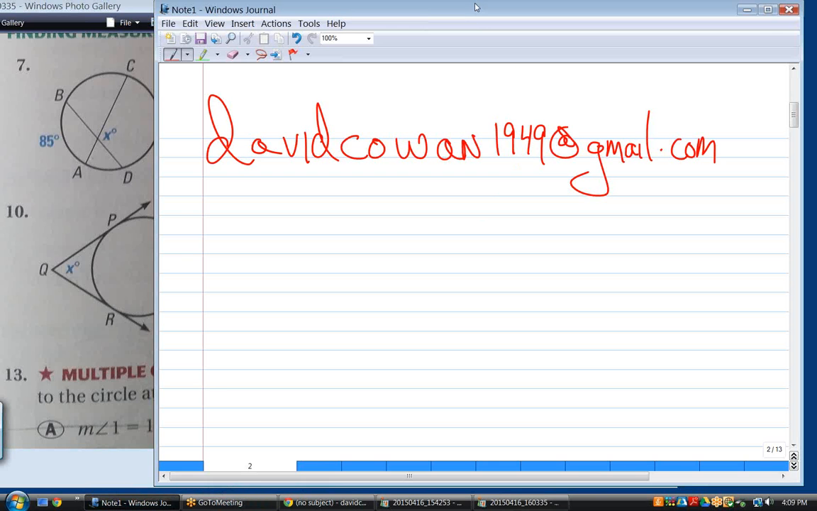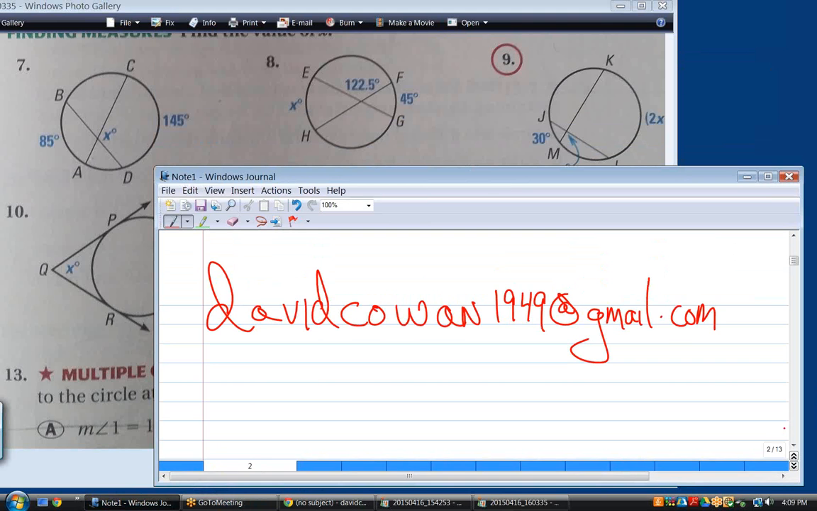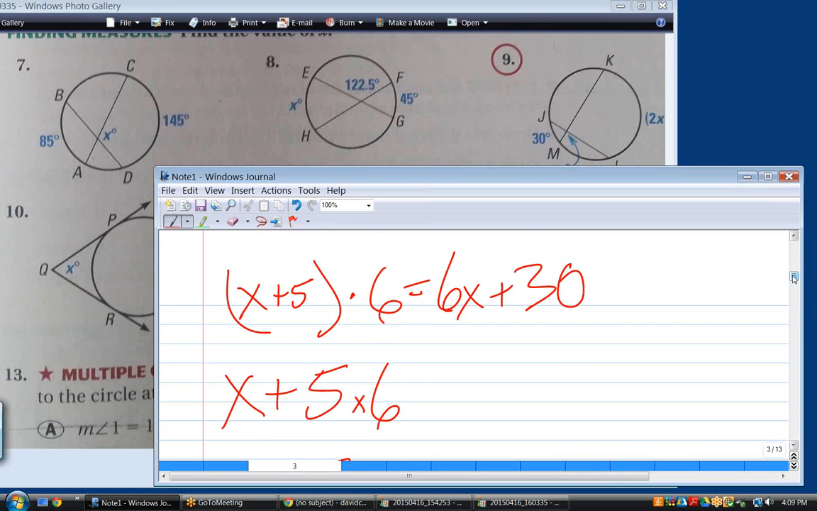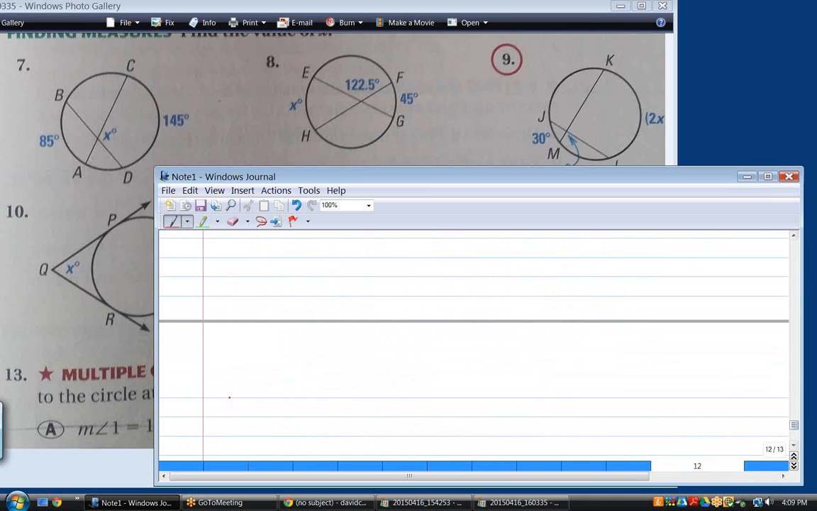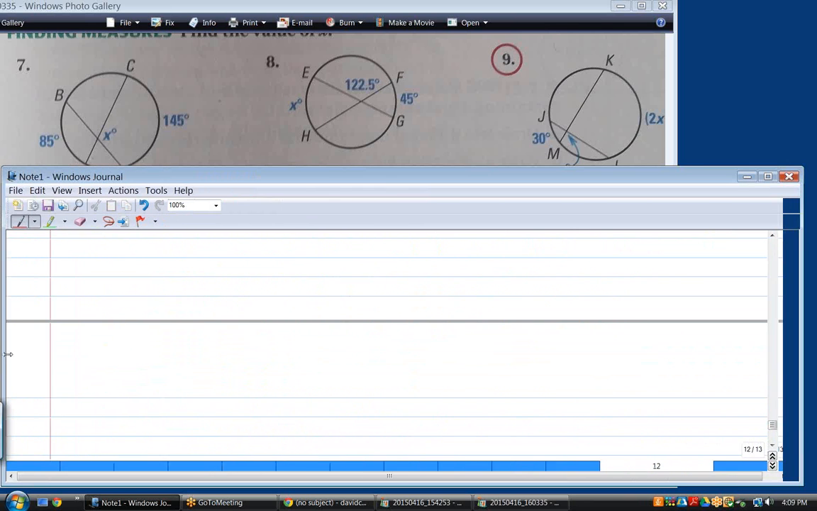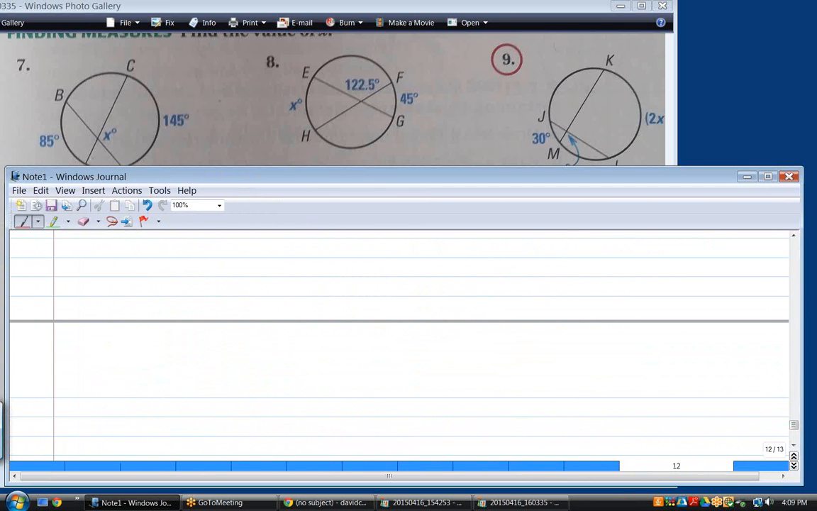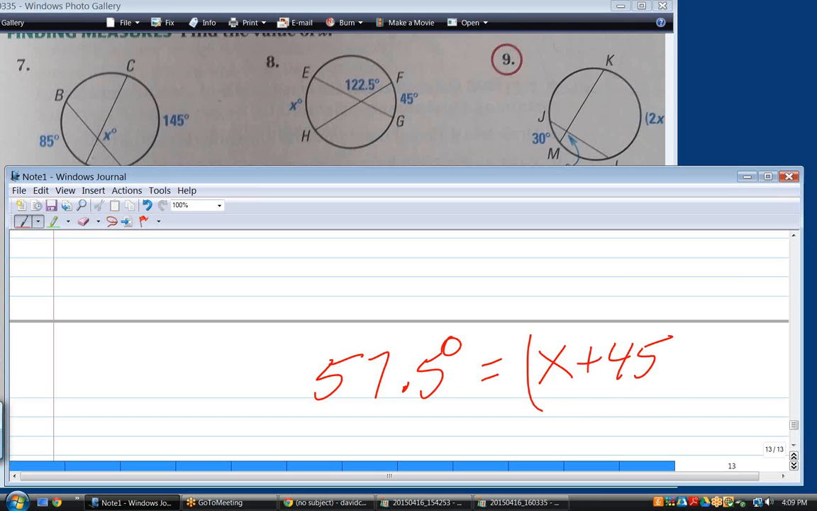Excuse me, let me get my thing here and I'll drop it down so I can write. How are we going to do number 8? You could do 180 minus 122.5. Okay, that gives you that angle there. Yeah, and then you can set it up so that's 57.5 degrees. What is that equal to? X plus 45 divided by 2. Okay. Quantity X plus 45 divided by 2.